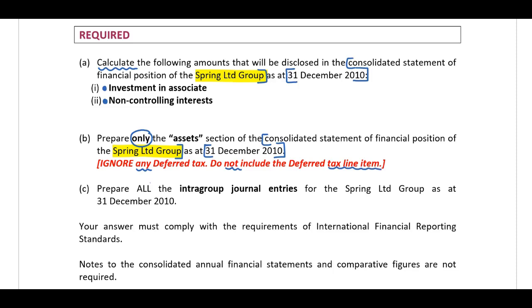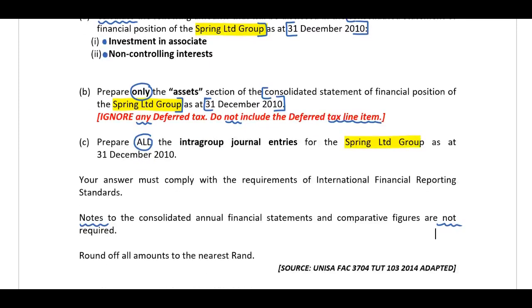C. Prepare all the intragroup journal entries for the Spring Limited Group as at 31 December 2010. Your answer must comply with IFRS. Notes to the consolidated annual financial statements are not required. Guys, comparative figures are also not required. You do not have information for comparative figures. Round off all amounts to your nearest rand. Now, you need to plan how you are going to attempt this question.